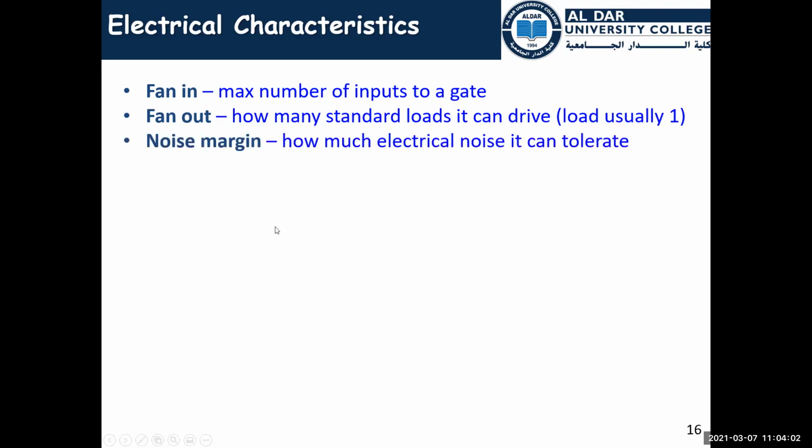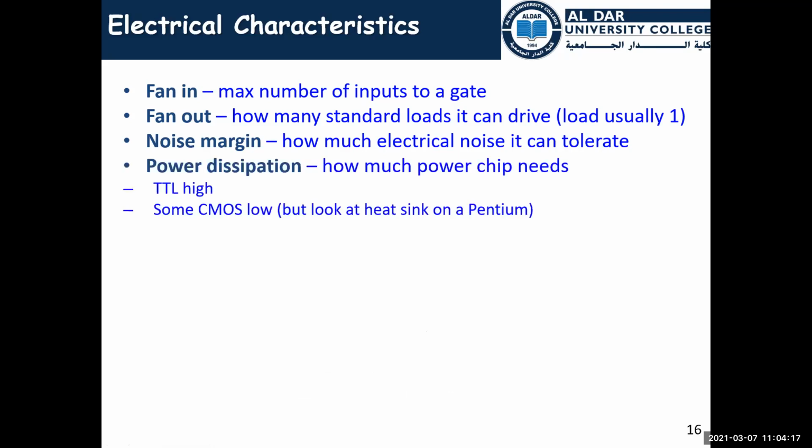Noise margin: how much noise the circuit can tolerate and at the same time produce the same or expected logic. This is noise margin. Power dissipation: how much power the chip needs. For TTL, transistor logic, this is very high, but after that we have the CMOS logic, which has better power dissipation capabilities.